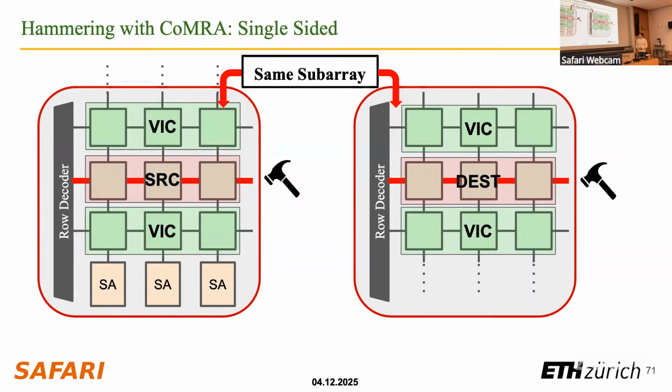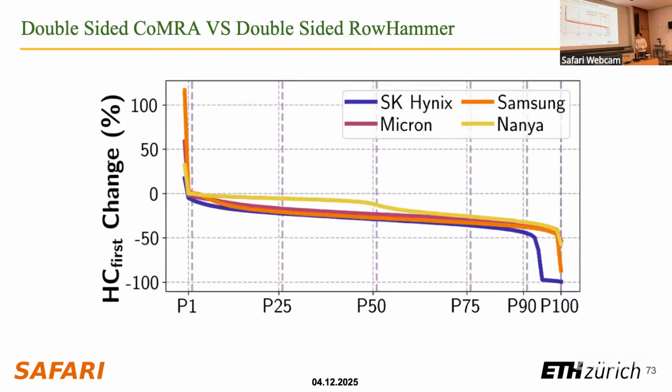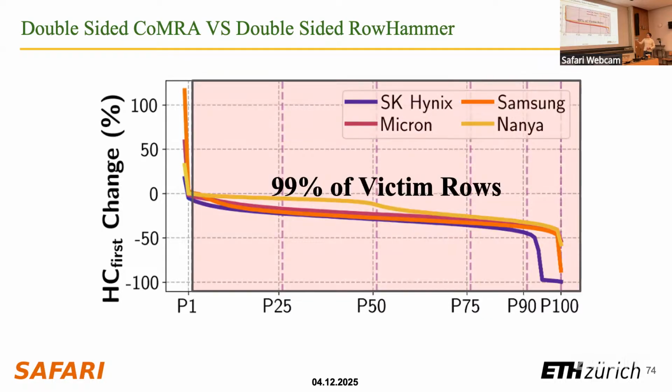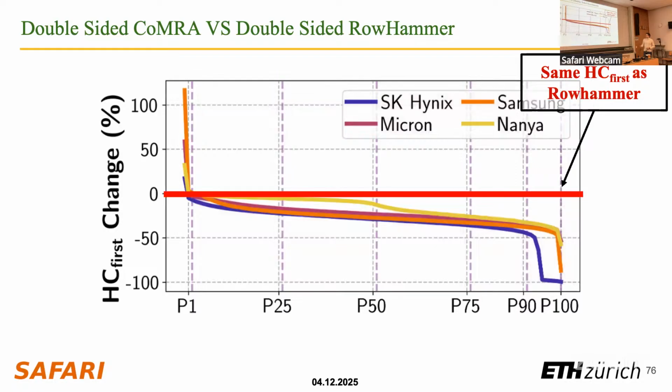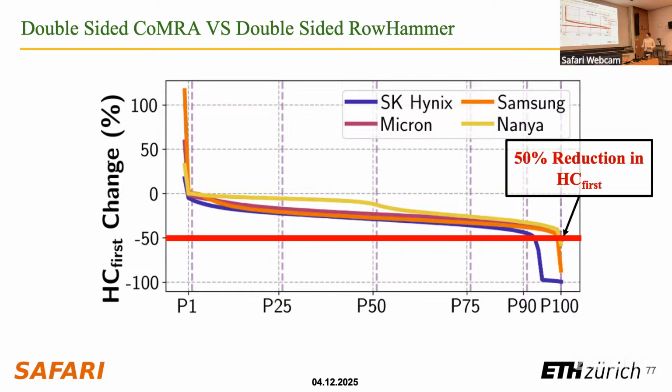Okay, let's look at some of the results. So I will walk you through this graphic. Down here you have the percentile of rows and the HC first change on the y-axis. So this is in comparison to standard double-sided RowHammer. And these figures are for double-sided consecutive multiple row activation. So for example, this would be 99% of victim rows, right? Or 50%, or right, this would be the line where nothing changes compared to double-sided RowHammer, right? You get it. 50% reduction and so on.